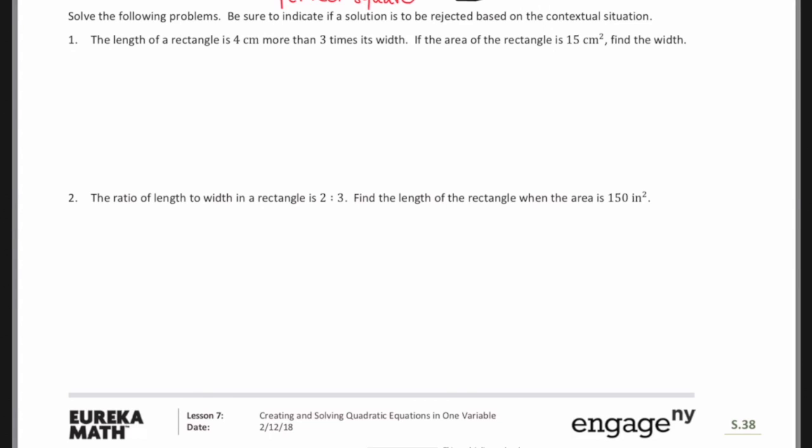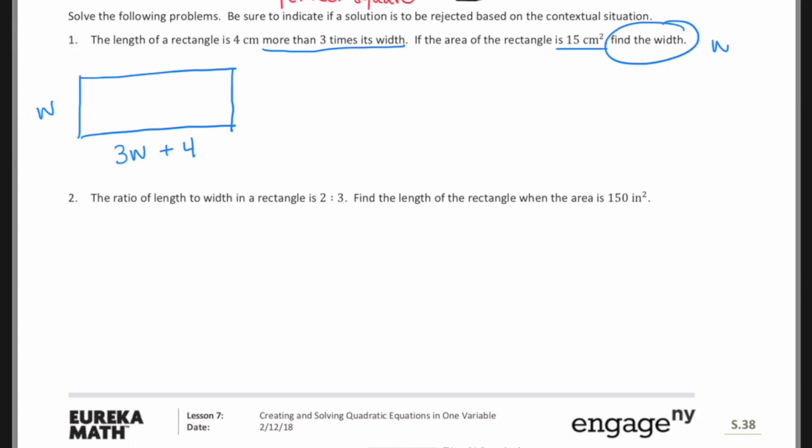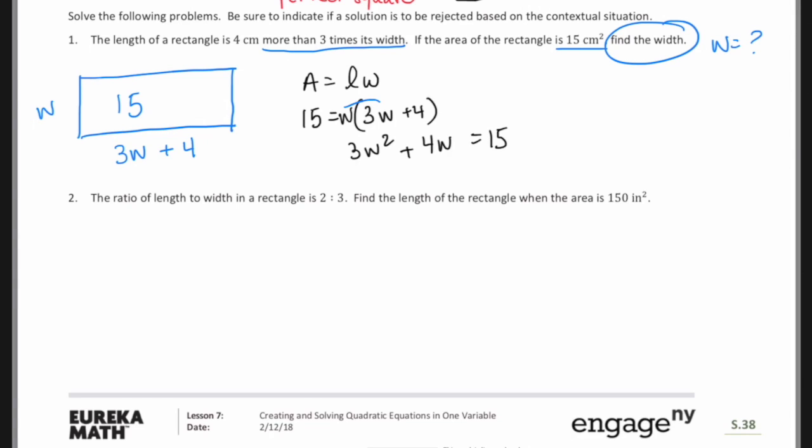All right, we have this word problem. We have a rectangle, and the length is 4 centimeters more than 3 times the width. And so you know that the 3 times the width has to come first before the plus 4. And then we know that area is length times width. And the new area is 15 centimeters cubed. So we have the width times 3W plus 4. And that gives us a trinomial that we have to go ahead and factor out.